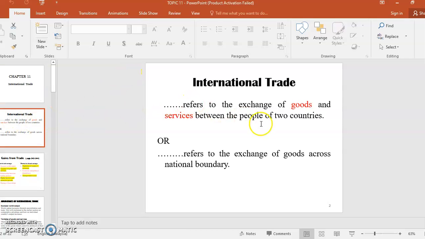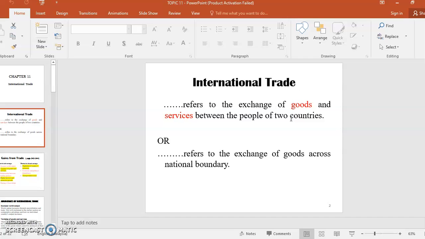It refers to the exchange of goods and services between the people of two countries. It means, for example, Malaysia has palm oil, while New Zealand has dairy product. So we do the exchange of goods and services. Means Malaysia imports dairy product from New Zealand, while New Zealand imports palm oil from Malaysia.